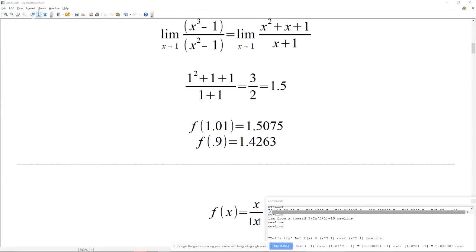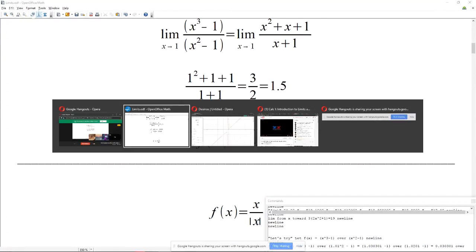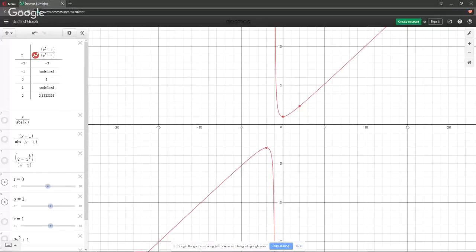We're in the neighborhood from the left, and then we're in the neighborhood from the right. As it converges on the function, it should get 1.5. And now I'll actually show you the graph.